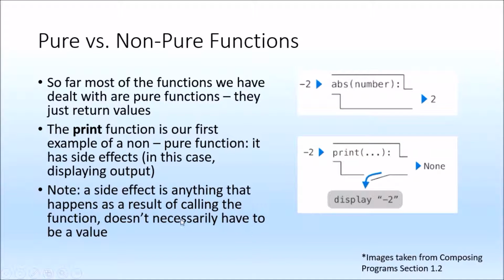By the way, a side effect doesn't have to be a value. It can be something else as well. I'll talk more about this later on when we see more non-pure functions. But for now, all you need to know is that a non-pure function has a side effect and doesn't return anything, while a pure function just straight up returns something. This is very important to understand.